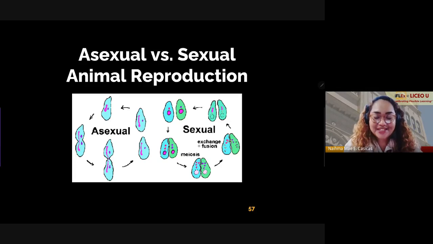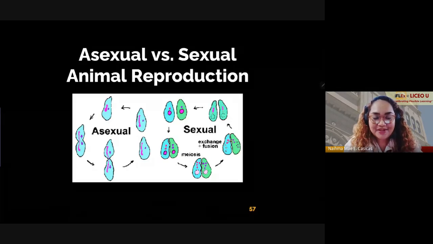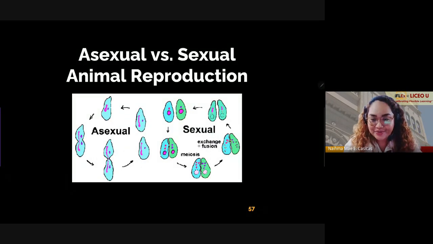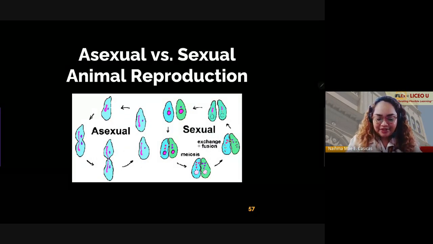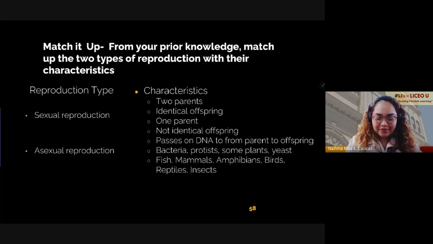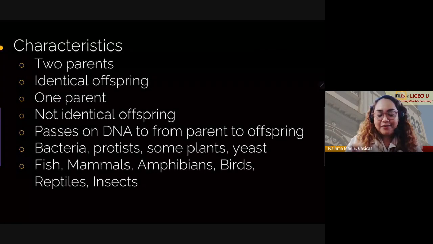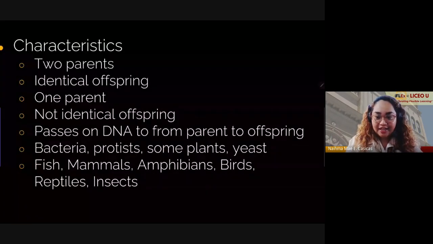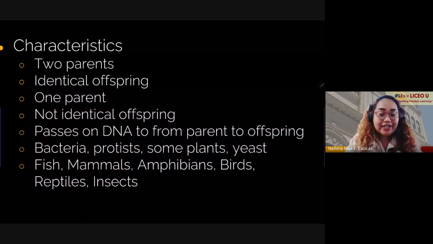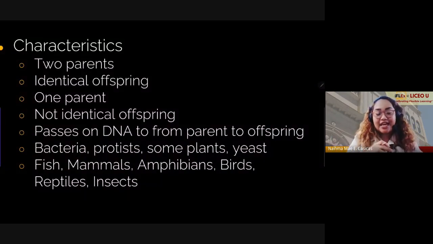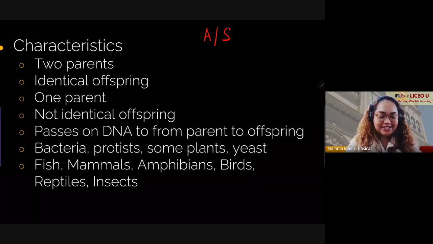Today we will be talking about animal reproduction, both sexual and asexual. So, just to review what you have learned yesterday, I'm going to read a characteristic, and then you're going to answer if it is associated with sexual or asexual reproduction. In the chat box, kindly write A for asexual or S for sexual. All right, so let us begin.